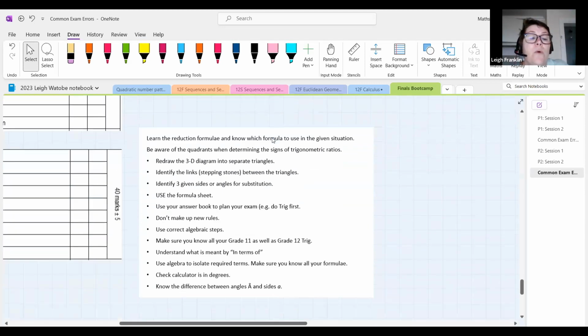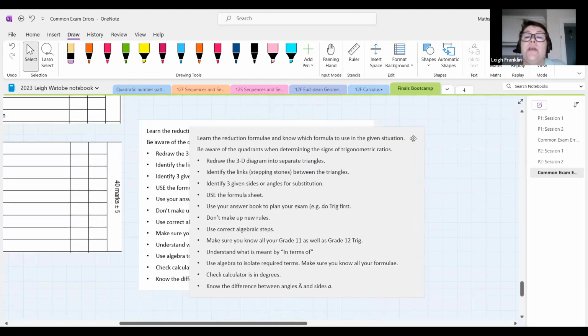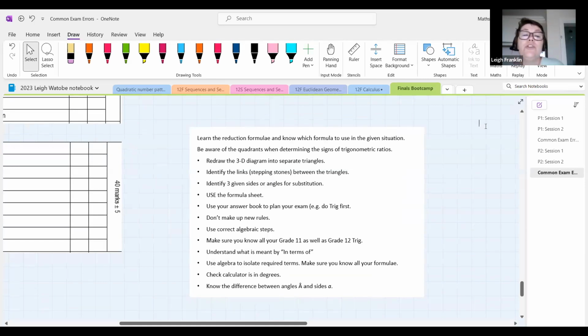And then the last one I wanted you to just take a screenshot of. Learn your reduction formulae and know which formula to use in a given situation. So in which quadrant you are working. Be aware of the quadrants when determining the signs of trig ratios. Okay, so just some more little hints and tips.